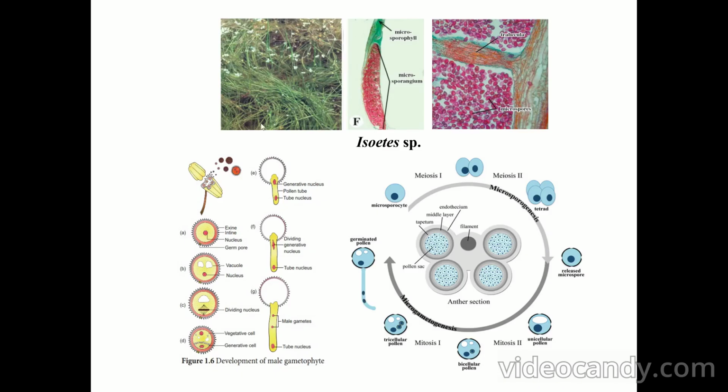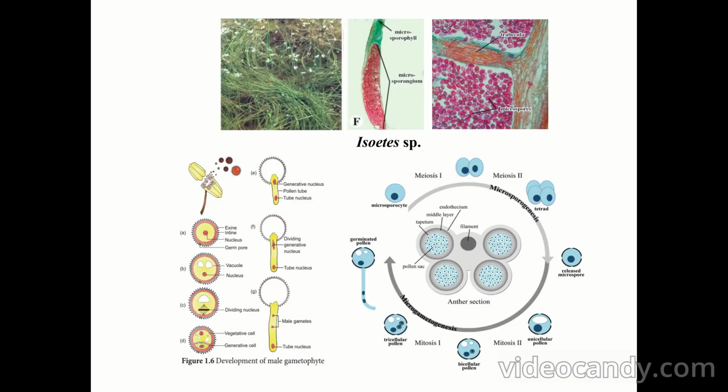So this is a picture of the isoid species. You can see this is a microsporangium, and this is a microsporophyll. This is a microsporangium from where the microspores are produced. Okay. So microspores or pollen grains are also called the male gametophyte.